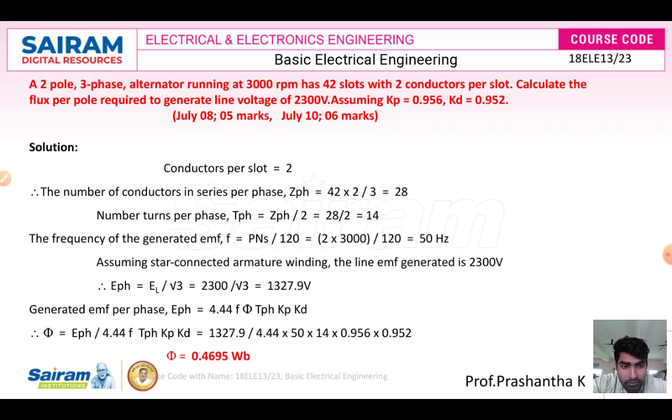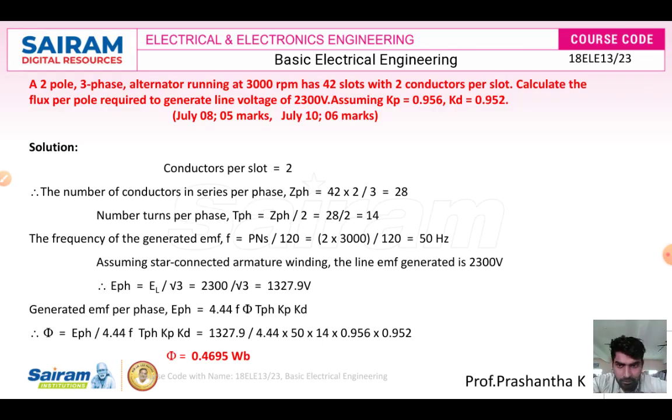The generated EMF per phase, E phase, is equal to 4.44 f phi m T phase Kp Kd. So phi is equal to E phase by 4.44 f T phase Kp Kd. That is 1327.9 divided by 4.44, frequency 50 Hertz, number of turns per phase 14, Kp is 0.956, Kd is 0.952. So finally we got the flux equal to 0.5 Weber. So don't get confused.